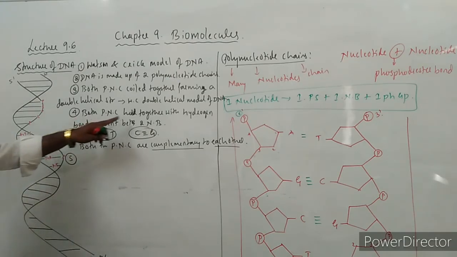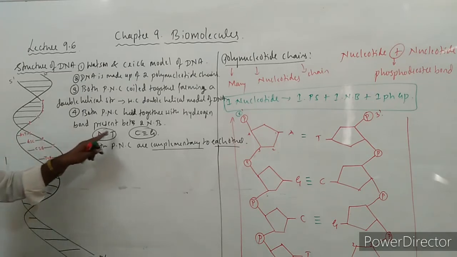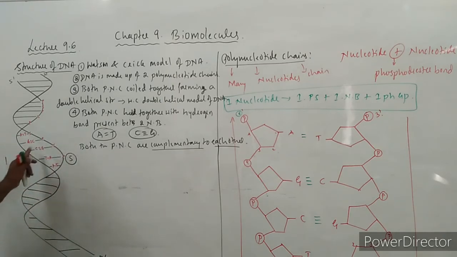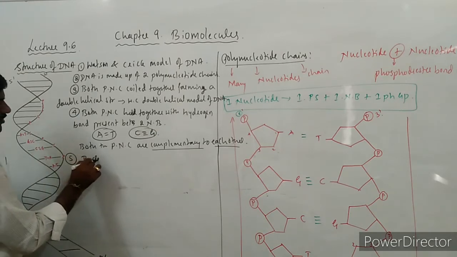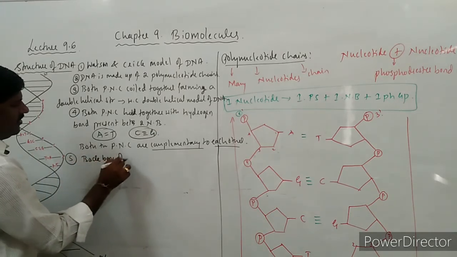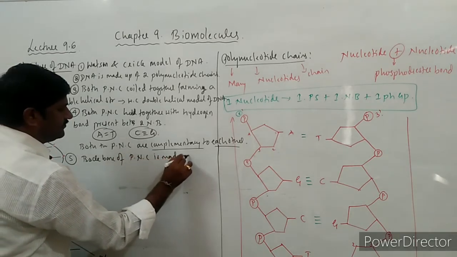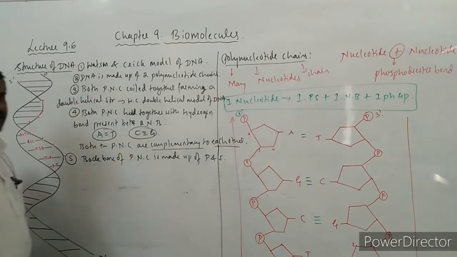Both the polynucleotide chains are held together with the help of the hydrogen bonds present between two nitrogen bases. And the nitrogen bases are complementary to each other, hence both the polynucleotide chains are complementary to each other. And the backbone of this DNA, the backbone of the polynucleotide chain, is made up of phosphate as well as sugar.